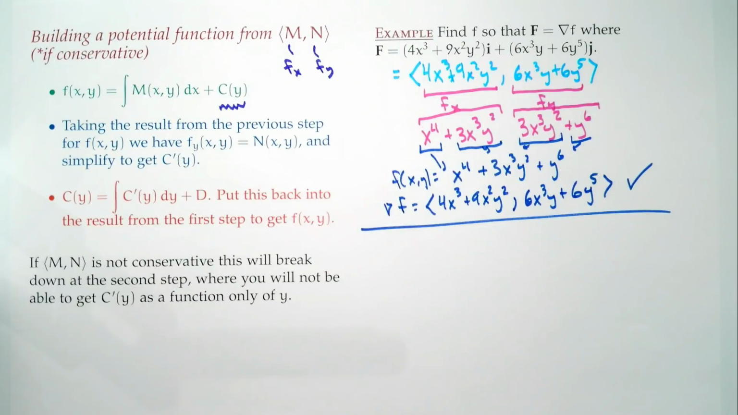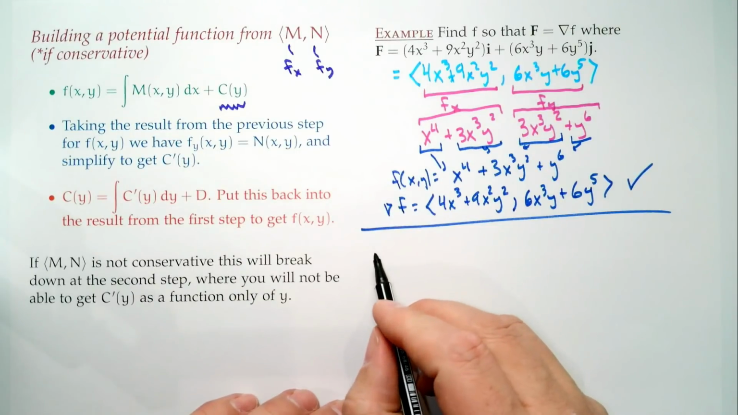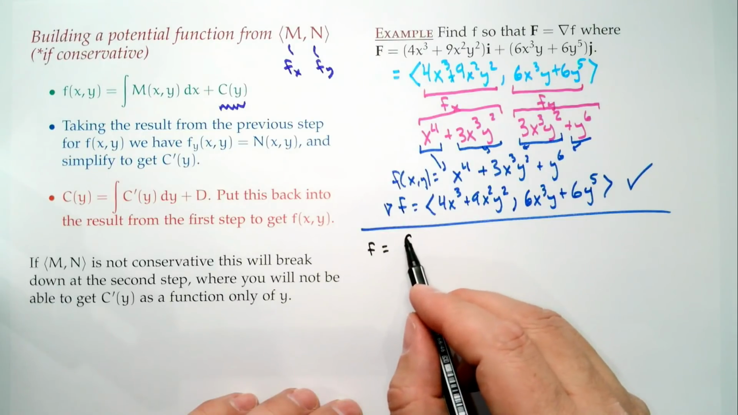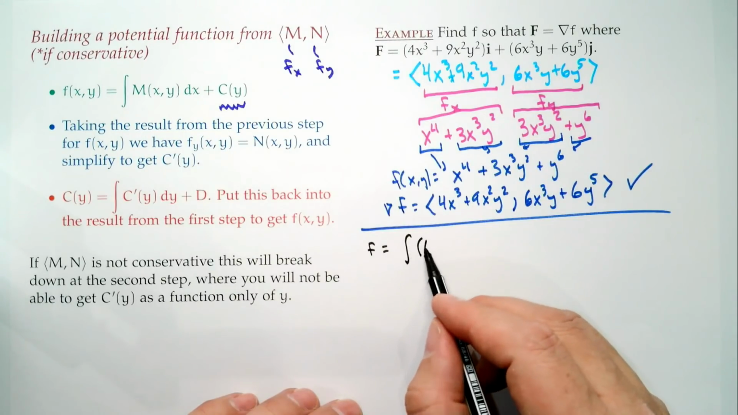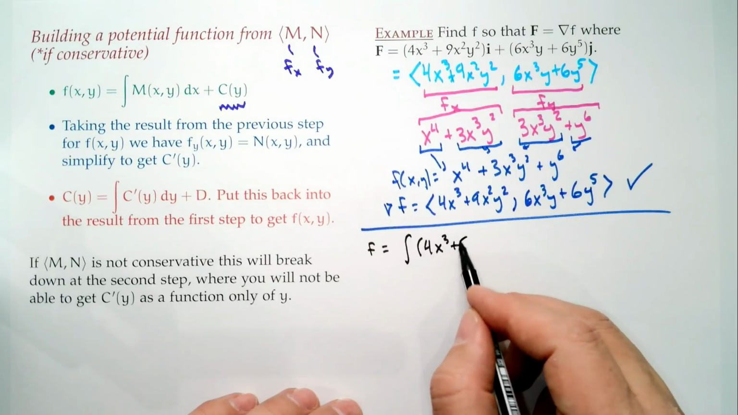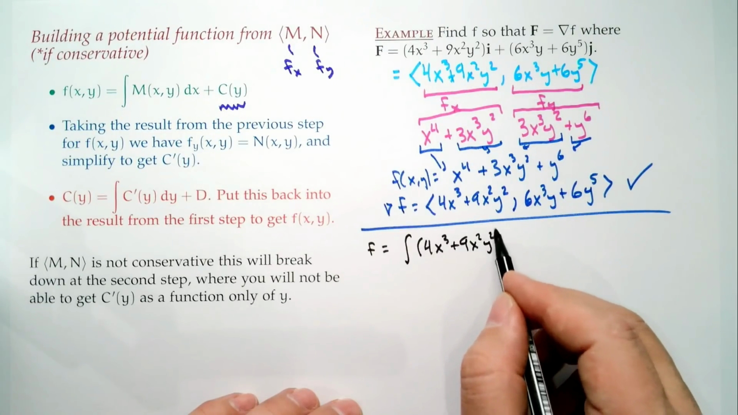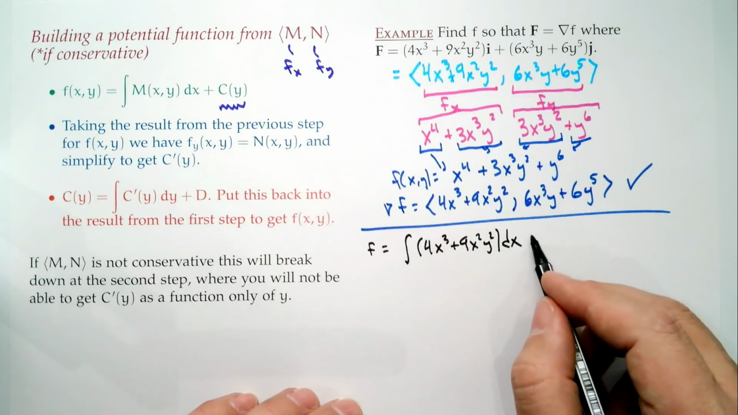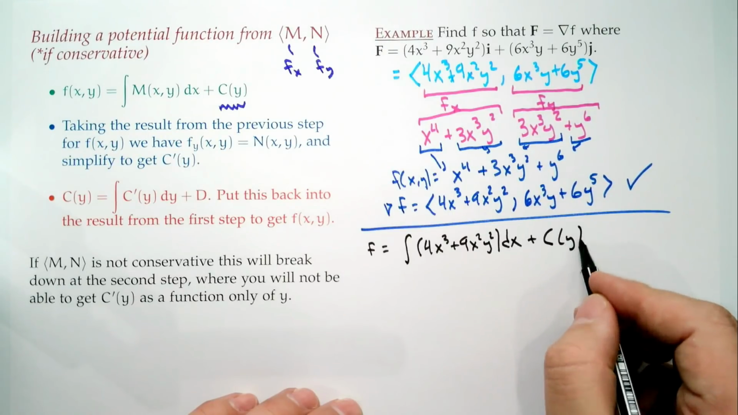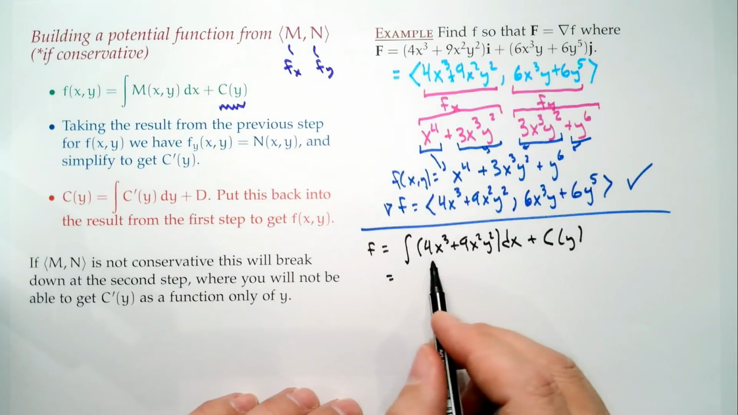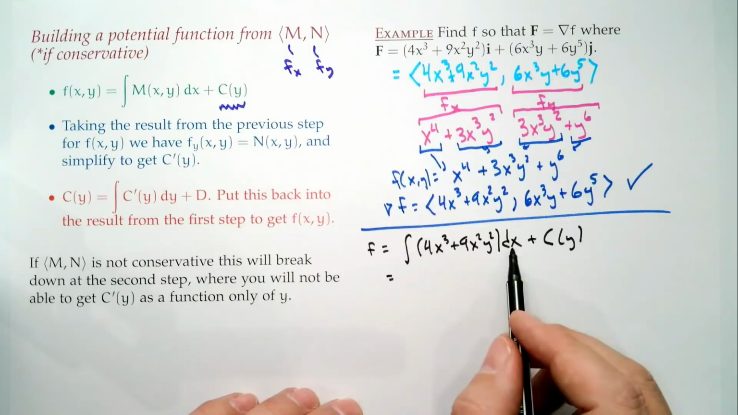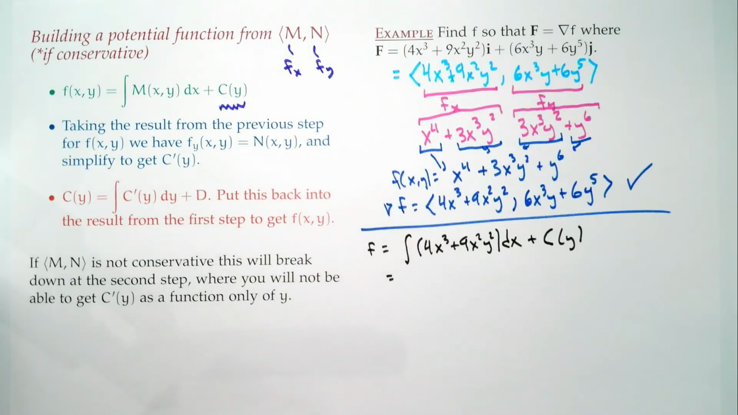All right. Now, what if we did this process? Well, this process says the following. My function f is going to look like the integral of 4x cubed plus 9x squared y squared dx plus something which depends on y. Now, if I take the integral of 4x cubed plus 9x squared y squared with respect to x, what do I get?